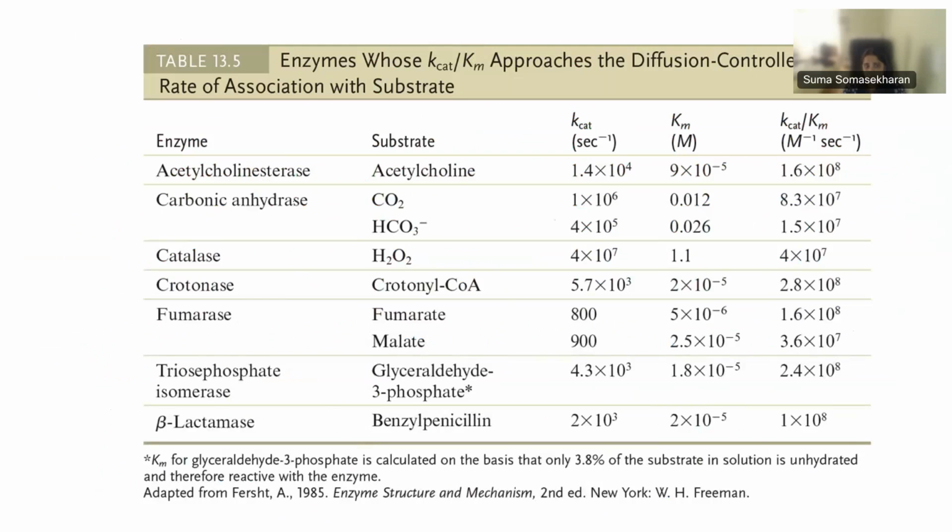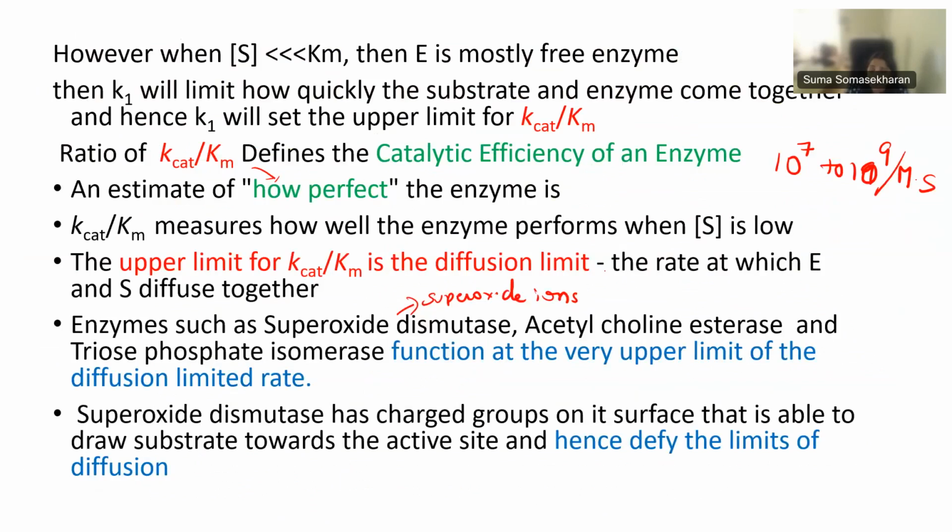If you look at this chart here, you can see the Kcat over Km values for some of these enzymes. Acetylcholine esterase is 1.6 times 10 to the power of 8. Triose phosphate isomerase is 2.4 times 10 to the power of 8. These are enzymes that are considered to be catalytically perfect. As a matter of fact, superoxide dismutase comes close to 10 to the power of 9 per molar second. So it is an enzyme which actually defies the limits of diffusion.